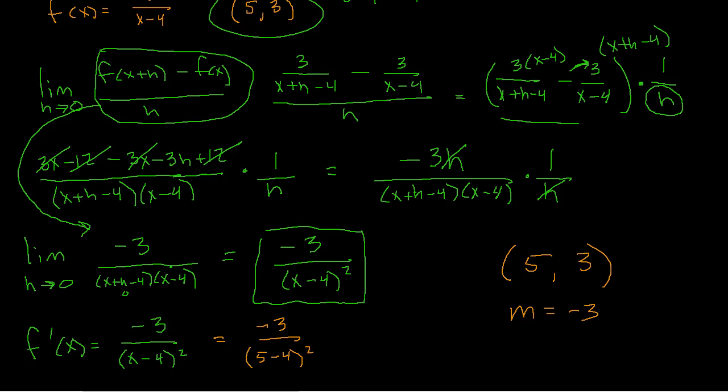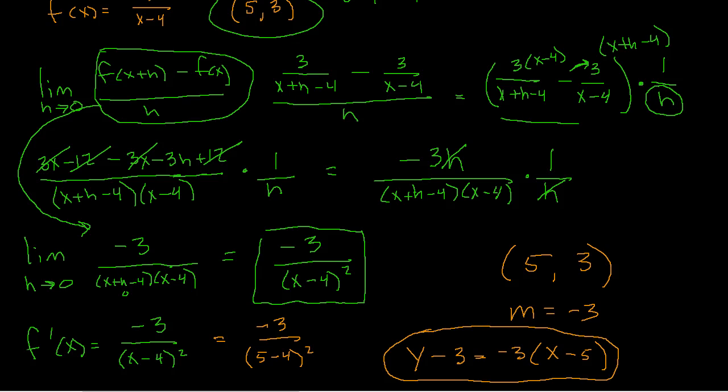So now I'm ready to write out my equation. It's going to be y minus 3 equals my slope of negative 3 times x minus 5. And again, I would just leave it like that. That is an equation for the tangent line at the point 5, 3. So pretty painless, pretty easy to do. All you got to do is a little bit of math, and we're all good at that.